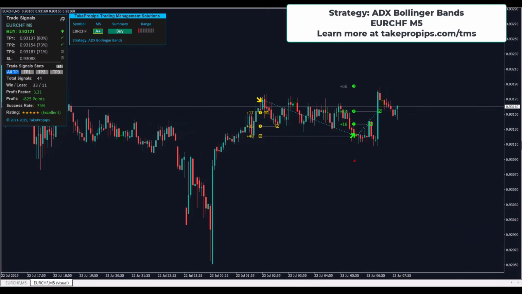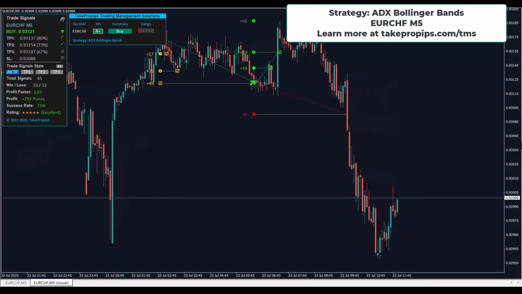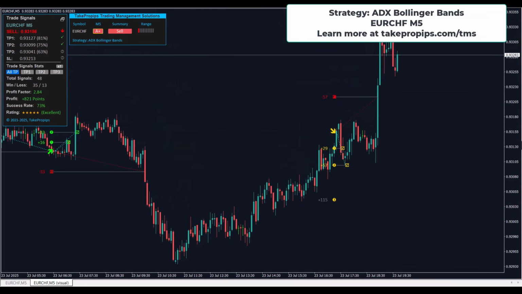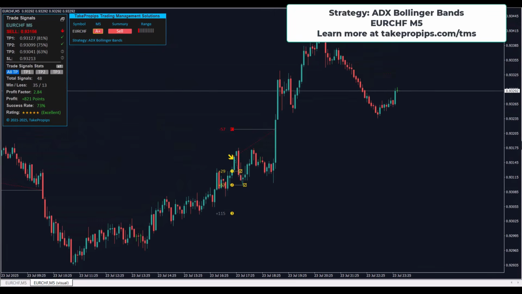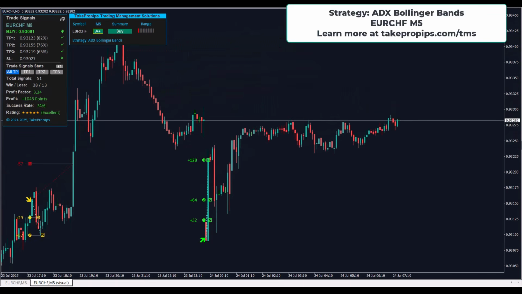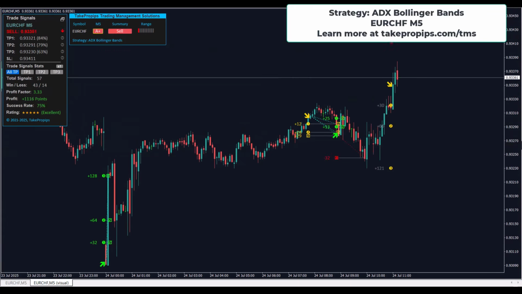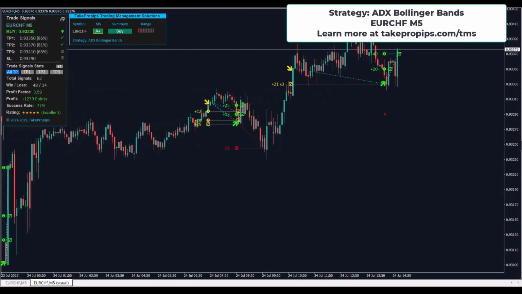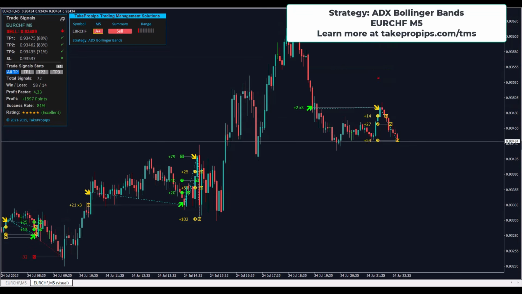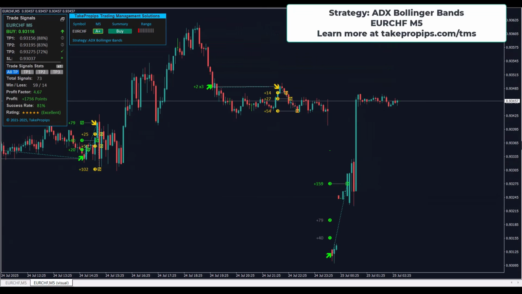This strategy combines two well-known indicators that many traders already trust, which are the Average Directional Index, also known as ADX, and Bollinger Bands. The ADX is used to measure the strength of a trend, not the direction, but simply how strong the market momentum is. When the ADX value rises above a certain level, it suggests that the market is trending with enough strength to potentially continue moving in that direction.